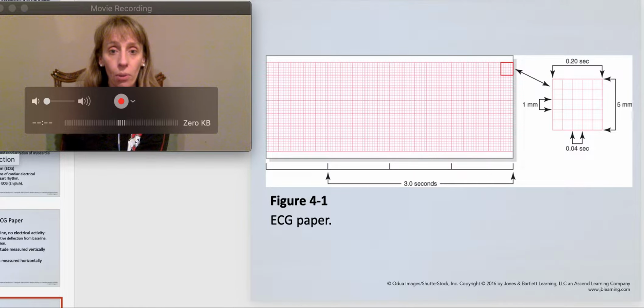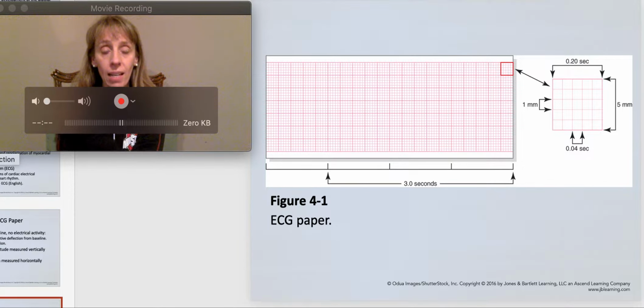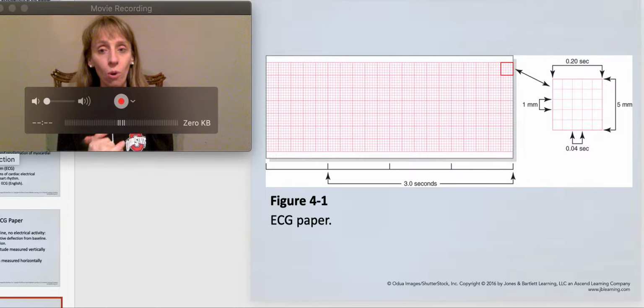So this is what the paper looks like. We have bold lines, and inside the bold lines are fine, small lines. The little baby boxes are 0.04 seconds. So one bold box is 0.20 seconds. You did the math, right? So there's 5 baby boxes at 0.04 seconds, one bold box at 0.2 seconds.